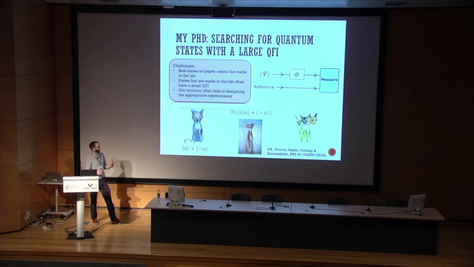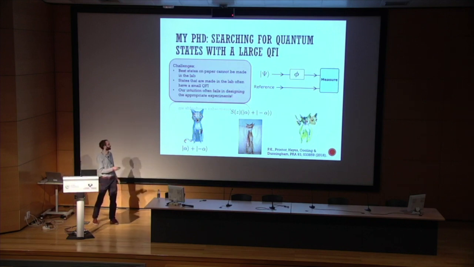But I came across the same sort of challenges. So often, the best states on paper cannot be made in the laboratory. And I was also interested in finding states that you can make in the lab, that experimentalists can make in the lab. So the converse of this is that the states that are made in the laboratory often have a small quantum Fisher information. They can make this squeezed cat state in the lab, but actually the squeezed cat state they can make has a small quantum Fisher information.